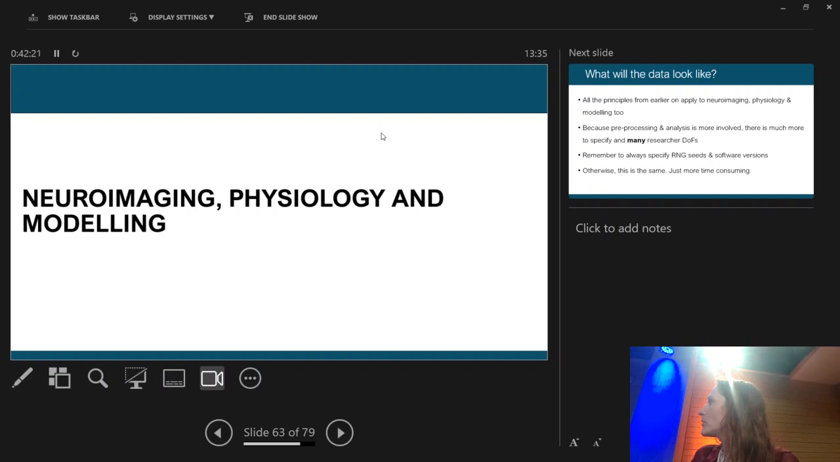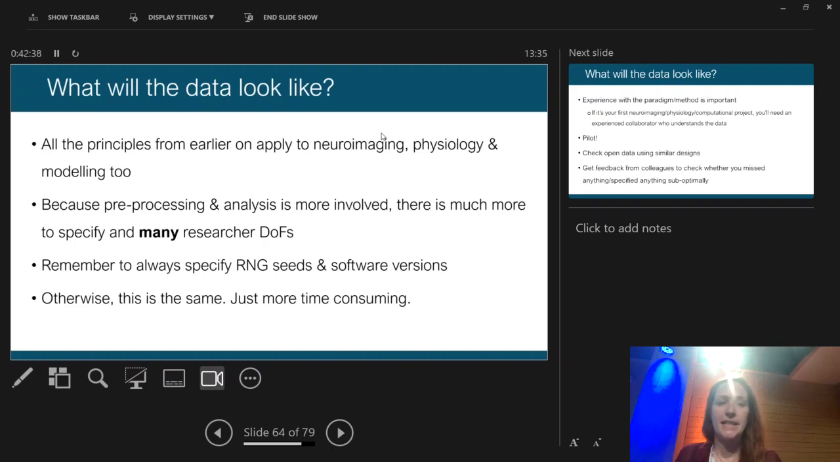A lot of what Zoltan and I have already covered applies just as much to neuroimaging, physiology, and modeling. Whenever there are more steps to an analysis, there's just more you have to think about in the pre-registration. But all the logic is the same. You have many more steps to specify, and accordingly many more research degrees of freedom. But otherwise, it's exactly the same process.